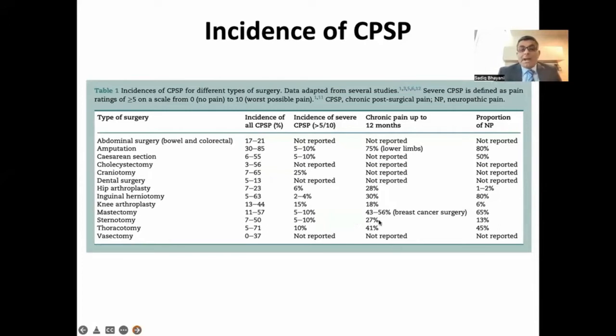For coronary artery bypass graft, pain can last up to 12 months in 27% of patients. And then we have inguinal hernia surgery, followed by knee surgery and hip surgery.